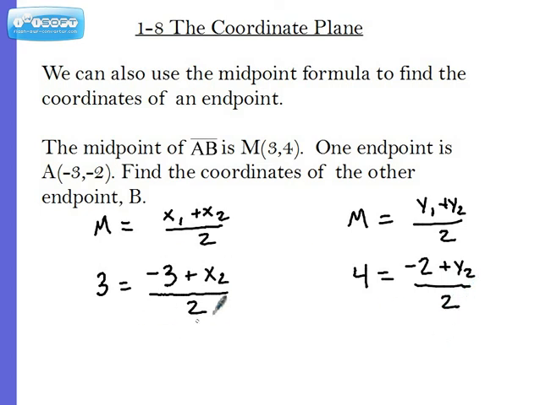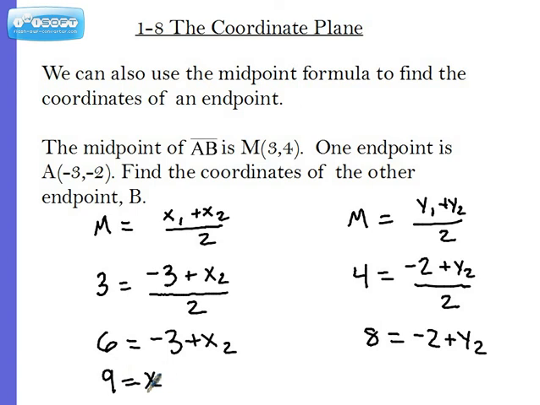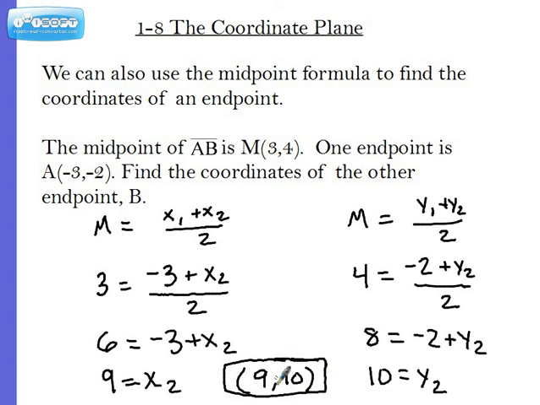So now we're going to solve for y2 and x2. Got to get rid of this fraction, so we're going to multiply both sides by 2. So we get 6 is negative 3 plus x2. Here we got to multiply both sides by 2, so we get 8 is equal to negative 2 plus y2. And then just solve for each. Add 3 to both sides, so x2 is 9. Add 2 to both sides, y2 is 10. So that gives us our coordinate for the other endpoint is (9, 10). Boom. That's how we can use the midpoint formula.